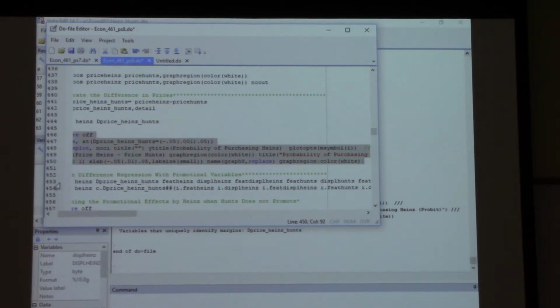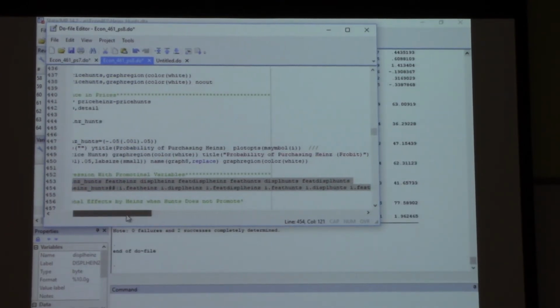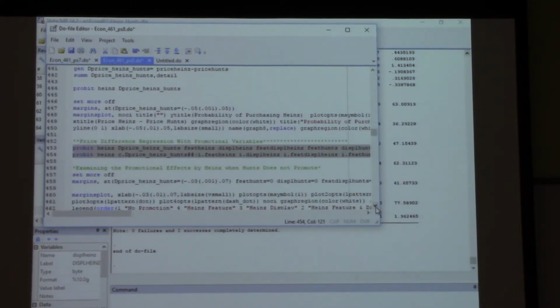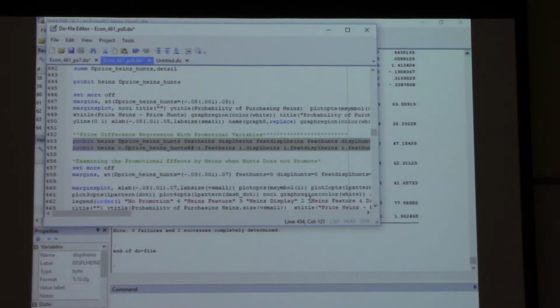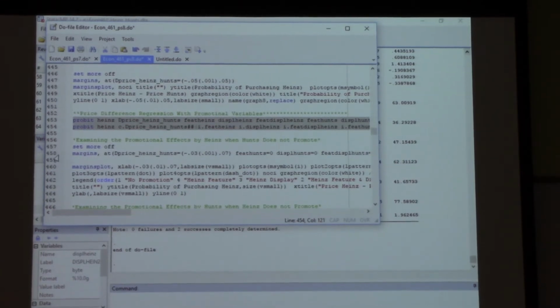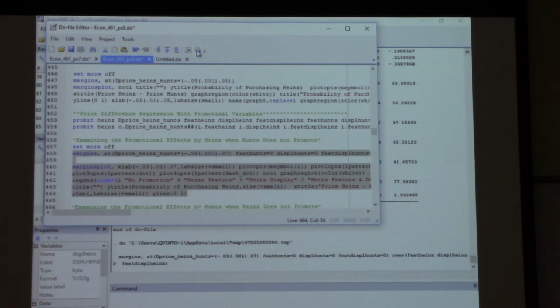All right, which is what we get here. So the first one we look at is Heinz. When Hunt's does not promote, so I'm going to set all my Hunt's stuff to 0. And go over my Heinz. So basically, almost all of my margins, commands, and graphs are going to be the same, except I changed my dependent variable from price of Heinz to the difference in the price of Heinz minus Hunt's.